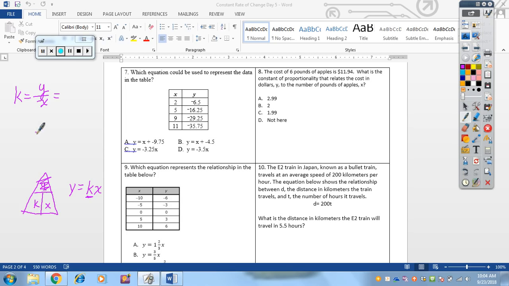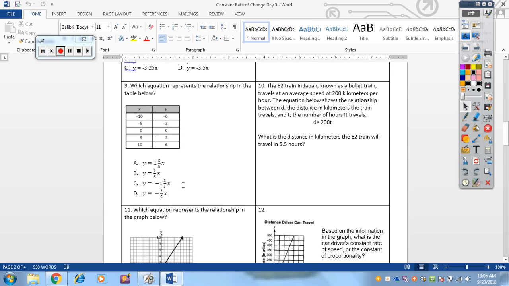That number, whatever this number is, has to go right here in this spot. It has to be being multiplied by x. If it's being added to x, it's not right. This is multiplication. I'm not going to help you with 8. It asks for the constant, so you need to set up your formula k equals y divided by x.